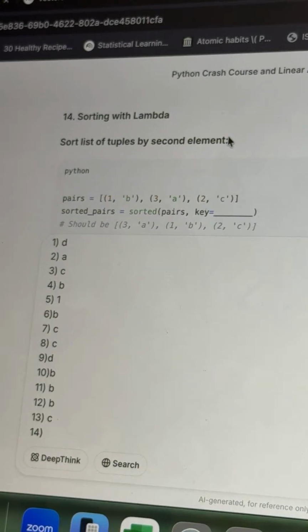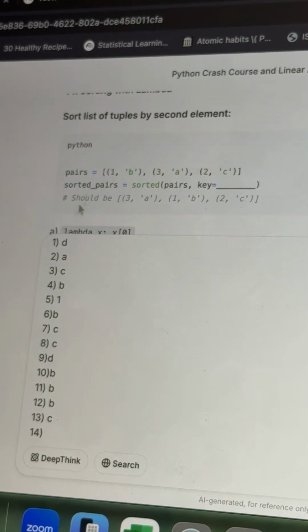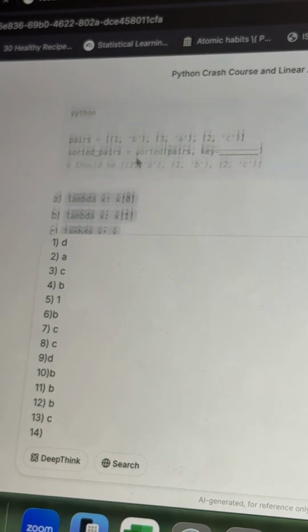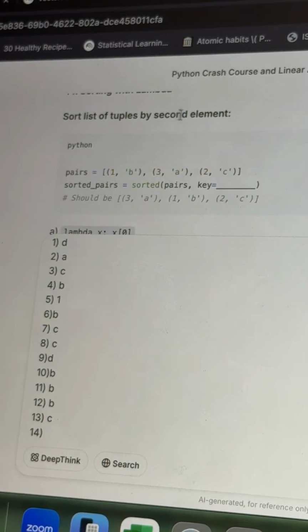So sorting with lambda, sort list of tuples by second element. Sorted underscore pairs. Okay, so what would sort the tuples by the second element? What does it look like, guys? What do y'all think?